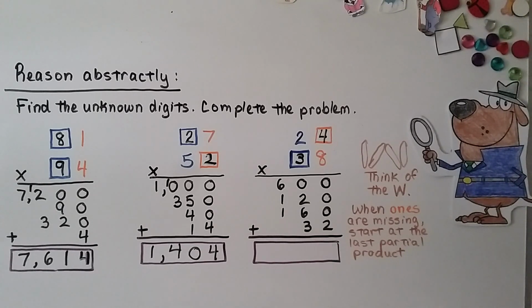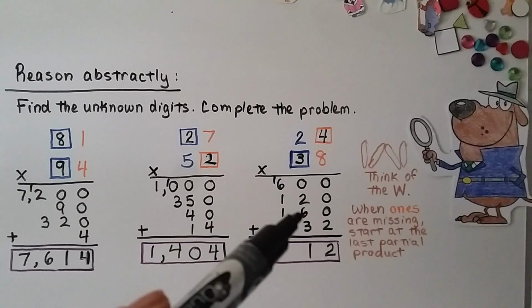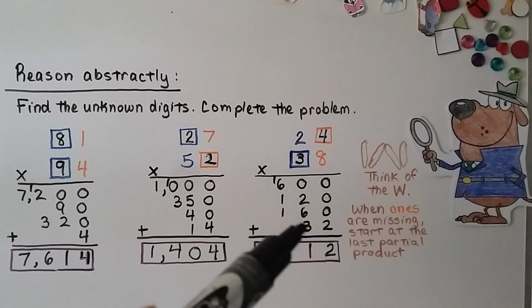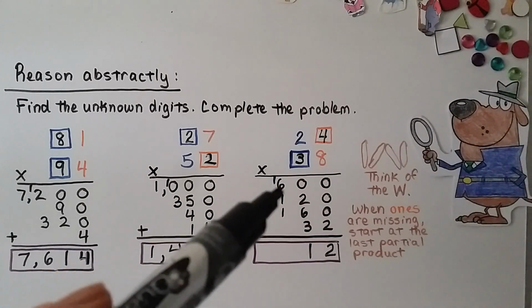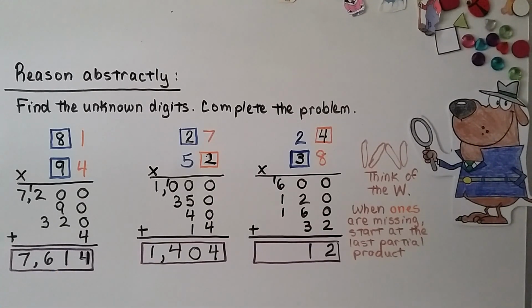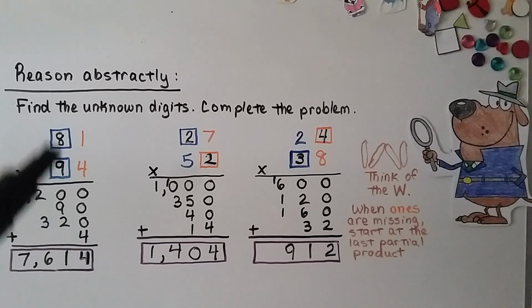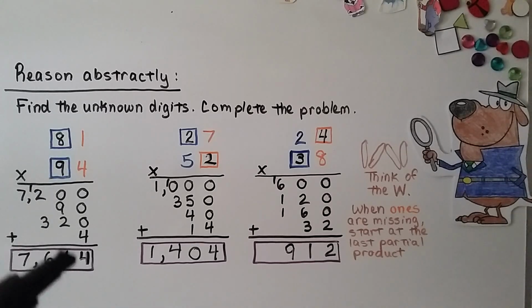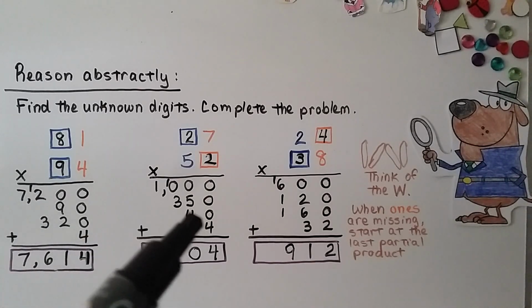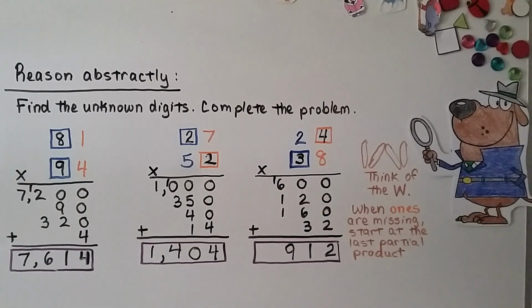We have a 2 in the 1's place. We have 6 plus 2 is 8, 9, 10, 11. We regroup the 1 and put the 1 down. We have 6, 7, 8, 9. We have 912. So remember, if you can't figure out the missing unknown digits, go to the next partial product, and if the 1s are missing, start down here with the partial products down below.